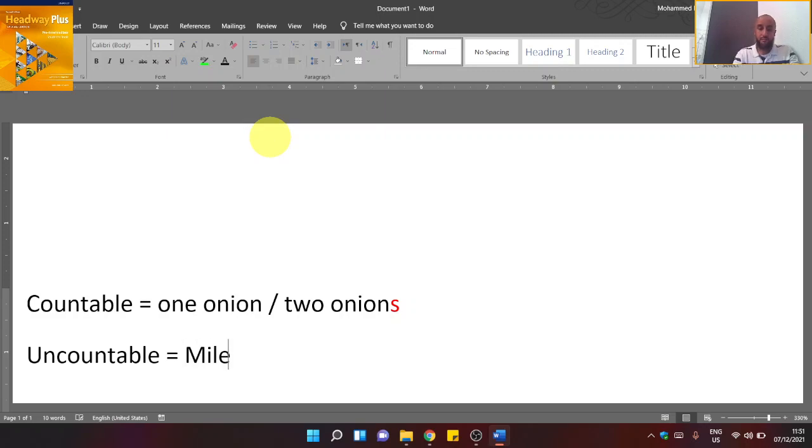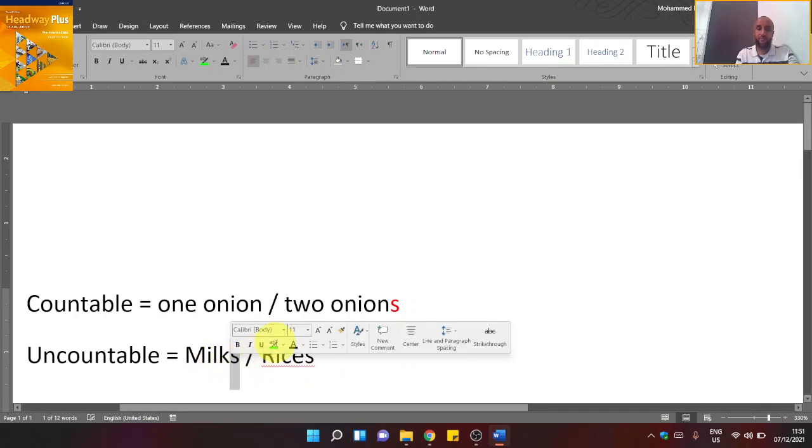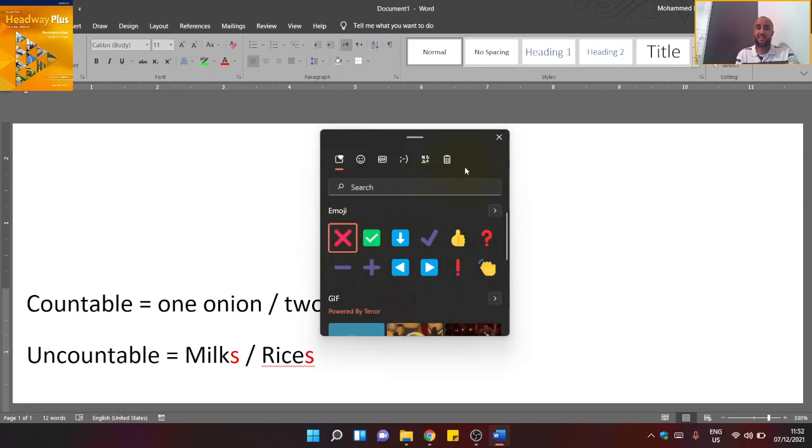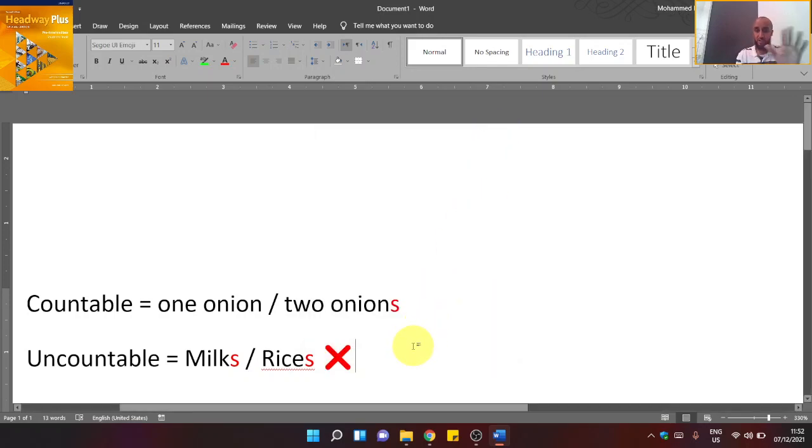rice. So with these two, we can't say I have one rice, two rices, three rices. No, that will be incorrect. I can't put an S after them to make it into the plural. That would be a big no-no. Tamam? Big no-no. So I'm going to put a big X next to that. All right, that's a big X. You can't do that. With uncountable nouns, we do not add an S.